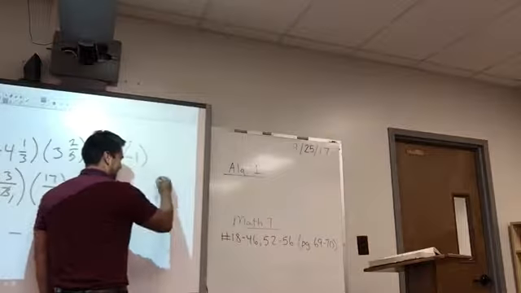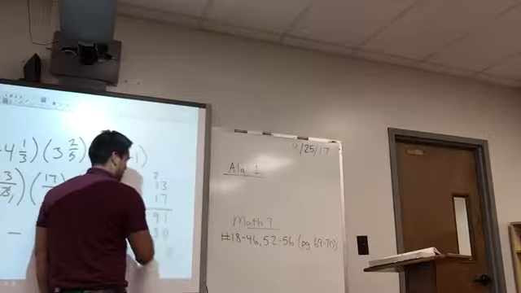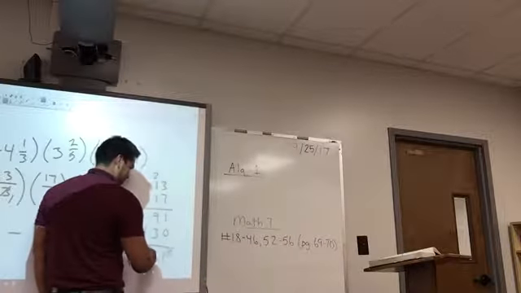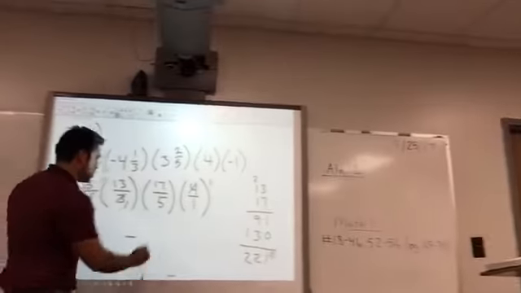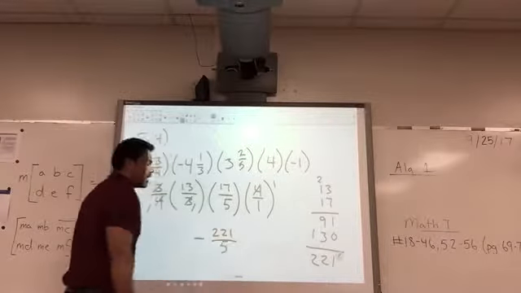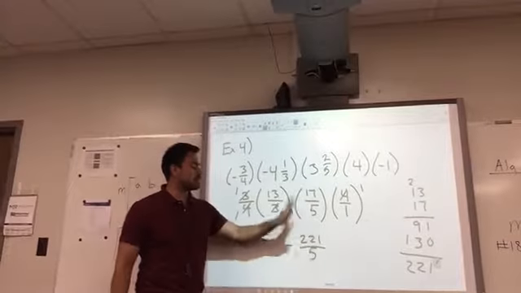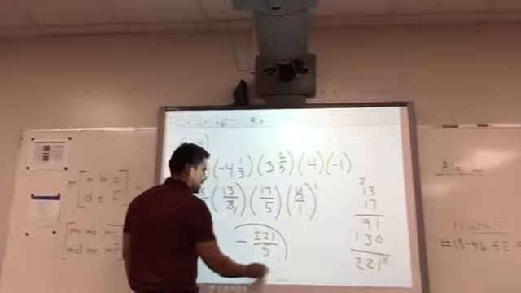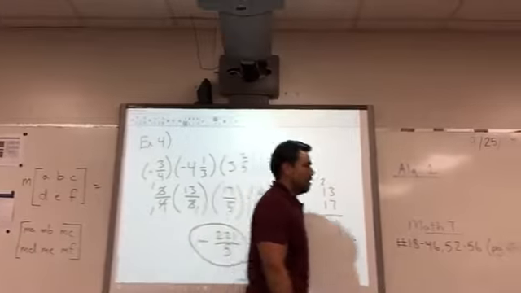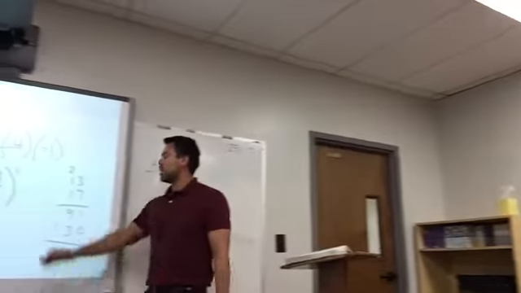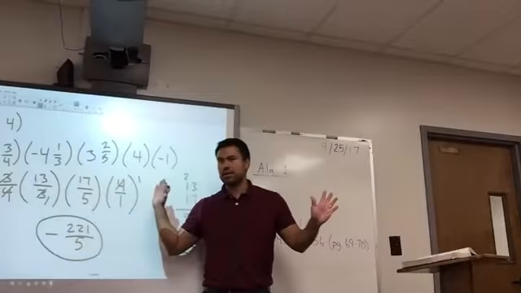241. Sorry, 221. Thank you. So 221 over 5. Can you divide both of these numbers by the same number anymore and get an even answer? No. So that's going to be your answer. Negative 44 1/5 is also the answer, but so is this. That's your answer. You're done.